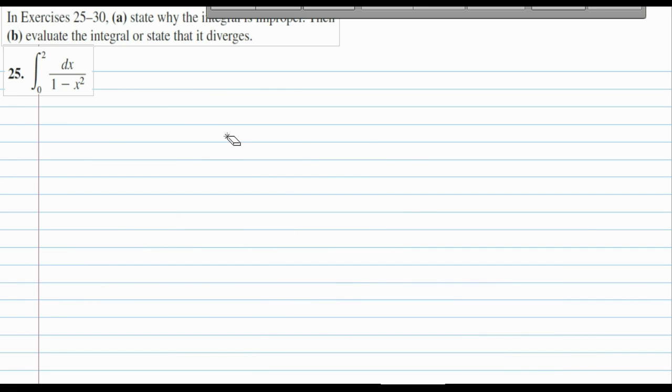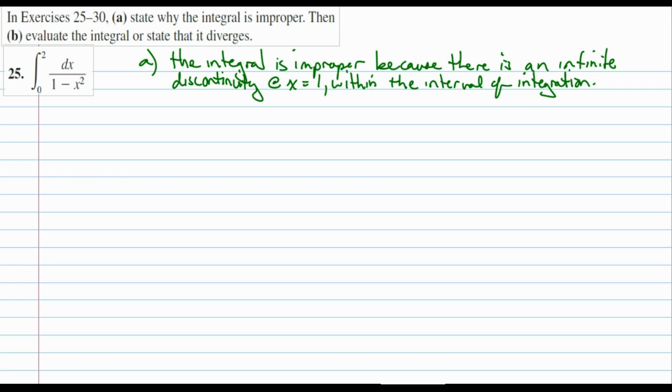Now try problem number 25. It says A, state why the integral is improper, and then evaluate the integral or state that it diverges. So part A, an improper integral could have an infinite upper or lower limit of integration. This does not. The reason why it's improper is because the integral has an infinite discontinuity at x equals 1. So that's within the interval of integration. So that means I'm going to have to split this integral.